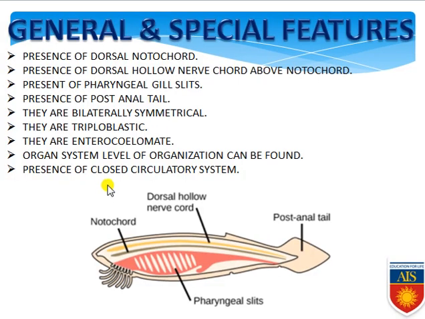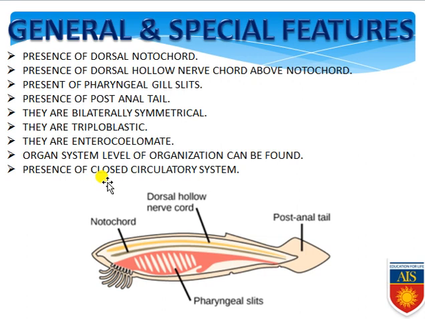We all know generally Chordata have a dorsal notochord. They also have a dorsal hollow nerve cord, and that is present obviously above the notochord. They also have pharyngeal gill slits through which they can perform the process of breathing, respiration. They have a post-anal tail. Why is it called post-anal tail? Because this tail extends just after the anus, so for that reason it is called the post-anal tail.